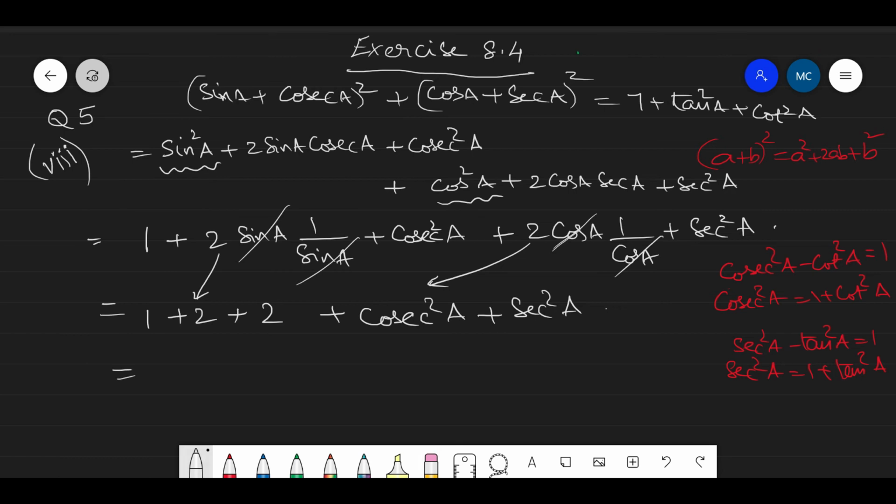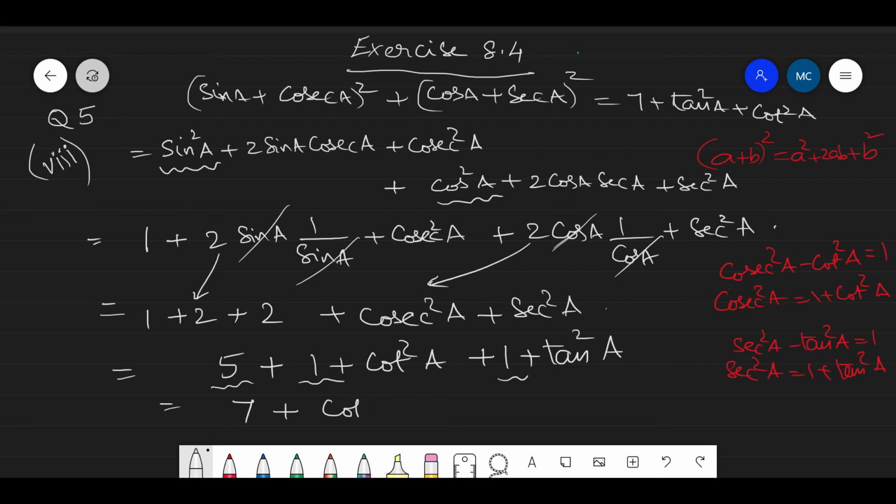So initially you have this 1 plus 2 plus 2, that is 5, plus cosecant square A is 1 plus cot square A, and secant square A is 1 plus tan square A. Now this 5 plus 1 plus 1 together will give you 7 plus cot square A plus tan square A. This is what we have to prove. The question they gave 7 plus tan square A plus cot square A, and we got 7 plus cot square A plus tan square A, both are same.